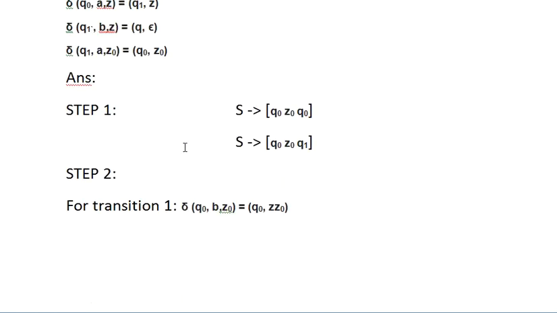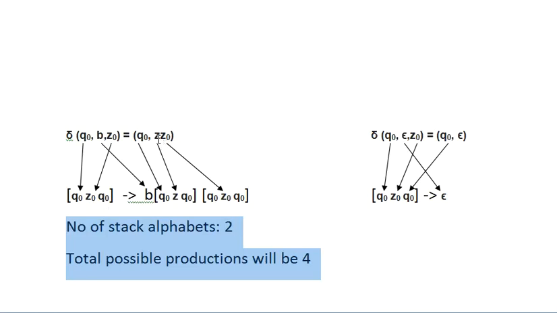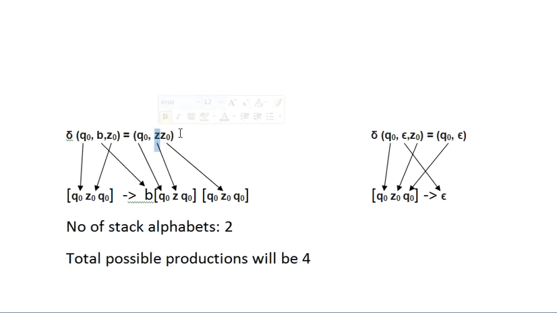how many stack alphabets are there? How many states are there? Q1. Okay, so first this Z will work for Q naught, and then it will work for Q1. Clear? And again Z naught will also work for Q naught, and again it will work for Q1. So how many possible combinations did you get? 4. So you have to keep in mind that if you are having 2 alphabets, then possible productions will be 4. I will let you know with this example.